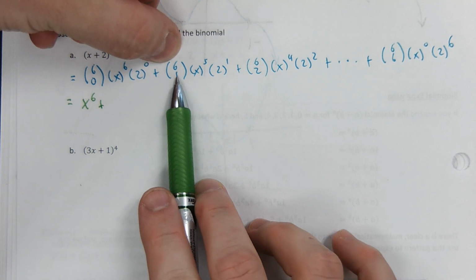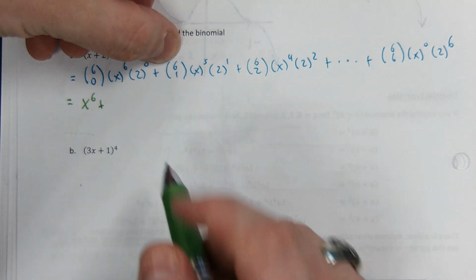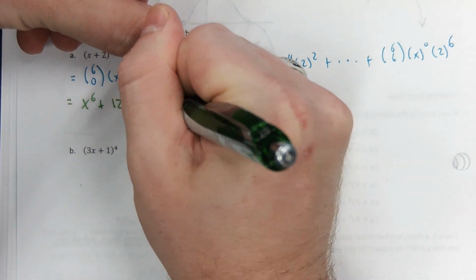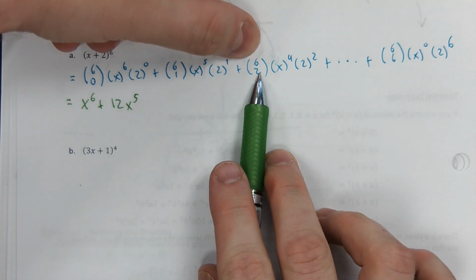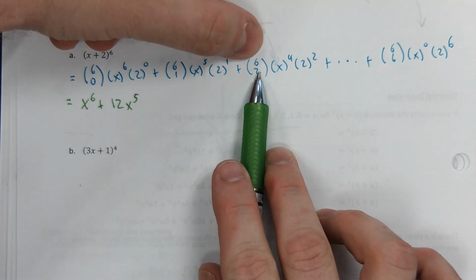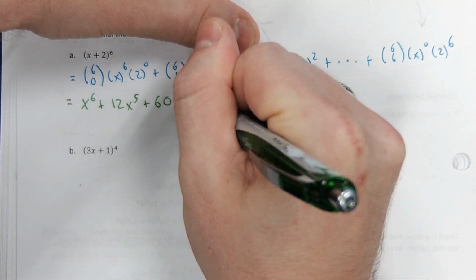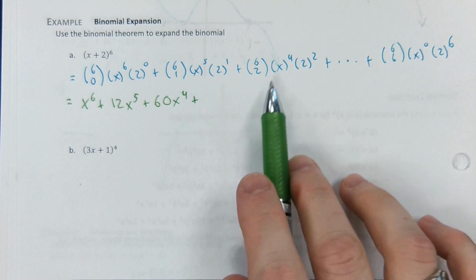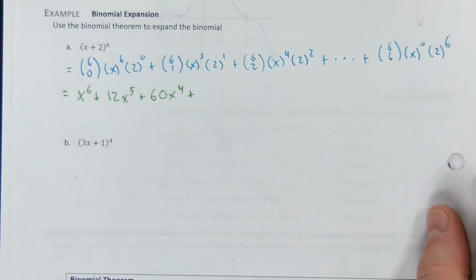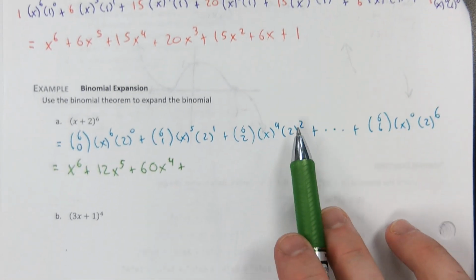This number is 6, according to the 6th row of Pascal's triangle, times 2. So I have 12 x to the 5ths. 6 choose 2 is 15, according to Pascal's triangle, times 4. Now, I know I kind of cheesed it, right? But the next one would be 6 choose 3 times 2 to the 3rd.